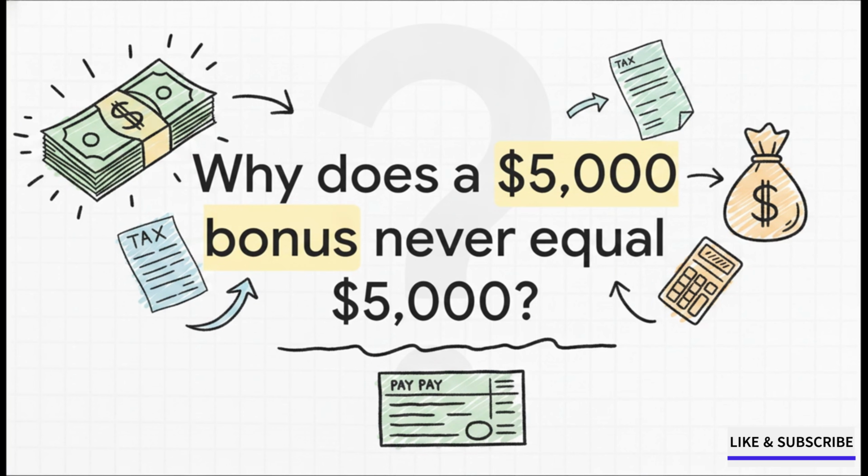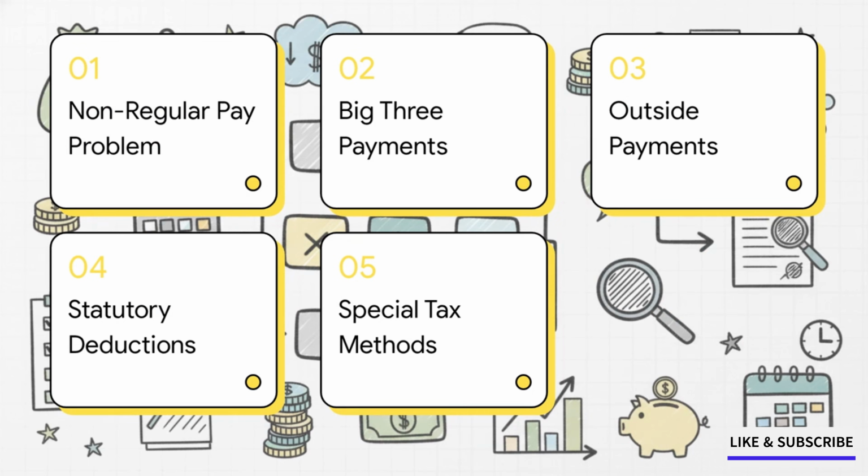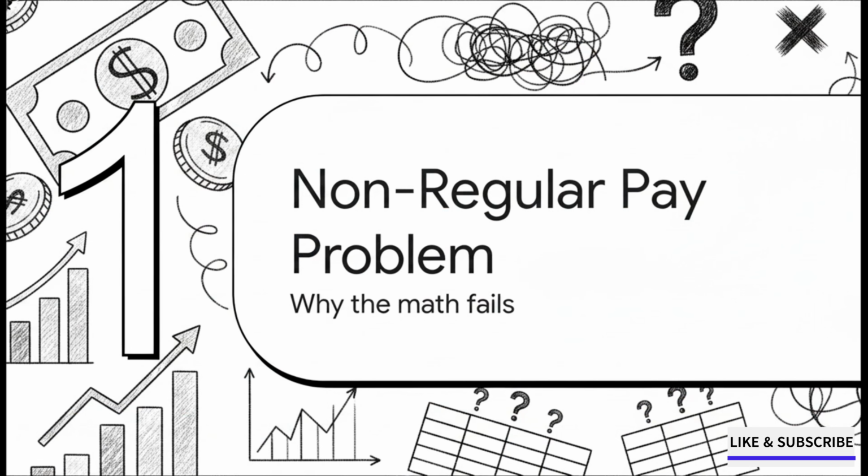Here's our roadmap for The Explainer today. We're covering 1. The non-regular pay problem. 2. The big 3 employment payments. 3. Payments outside employment relationships. 4. Navigating statutory deductions. And finally, 5. Special income tax methods.